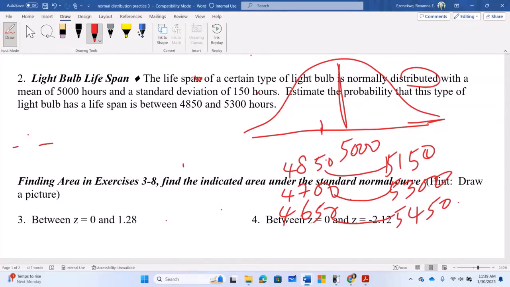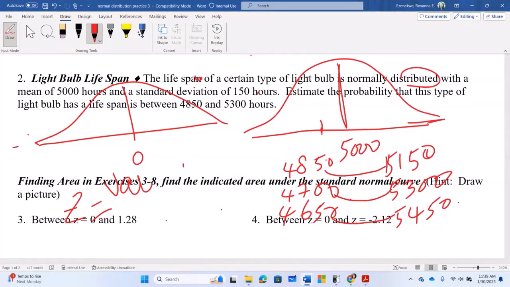If I standardize them, then I'm going to draw. And then if I standardize the mean, I have 0. By the way, let's standardize the mean. So z-score, remember we talked about z-score is value minus mean over standard deviation.